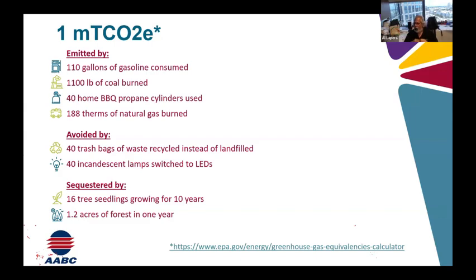And then how do you sequester it? How do you avoid it, right? It's by planting 16 tree seedlings and growing them for 10 years, or planting 1.2 acres of forest in 1 year. And if you're sitting there going, oh crap, Al, we can plant our way out of this problem, well, I'm going to give you a little insight into reality here.